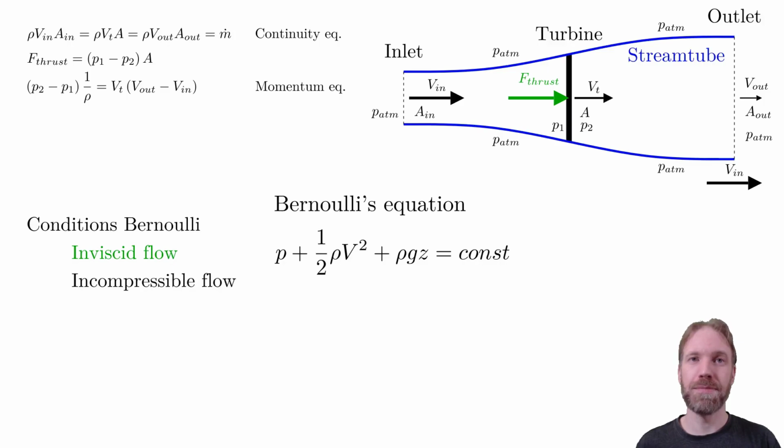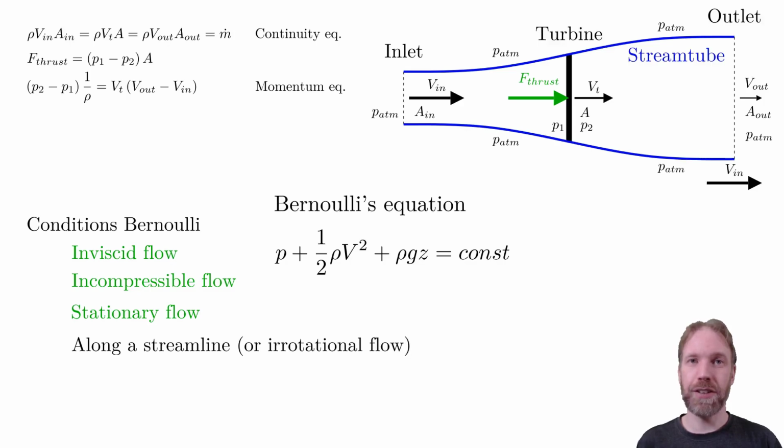Incompressible flow. The flow can be approximated as incompressible for Mach numbers below 0.3. This means that if the wind speed is below 100 meters per second, we can perform our calculation as the air is incompressible. Stationary flow. This is one of our assumptions for the flow. Along a streamline or irrotational flow. As long as we compare 2 points inside the stream tube, this is fine. But we should be careful when comparing points inside the stream tube with points outside.